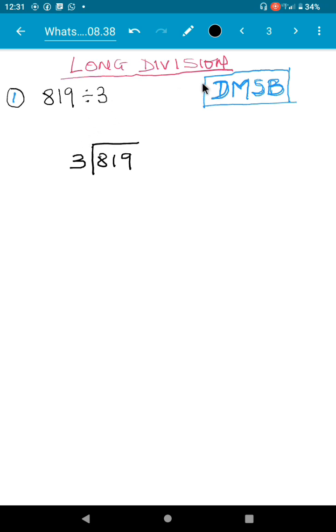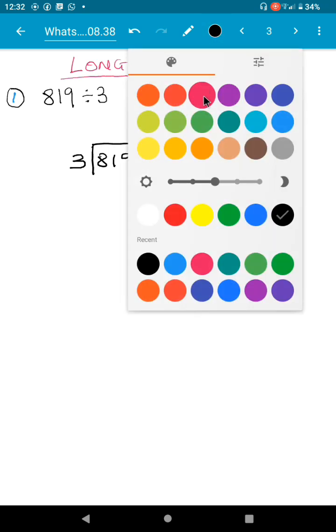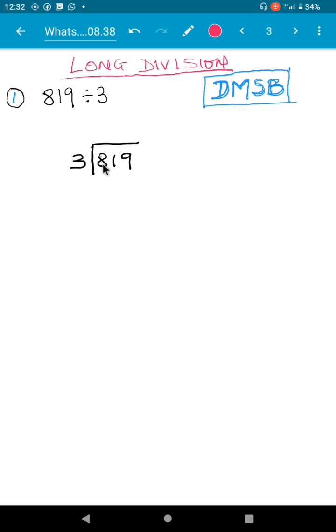Now remember, this is our technique, the procedures to follow. D stands for division, M stands for multiplication, S stands for subtraction, and B means bring down. And remember I said we must take each of the digits one by one. So let's take the first digit, 8. Each digit you take must undergo these four procedures. That's the trick, and that's the technique there.